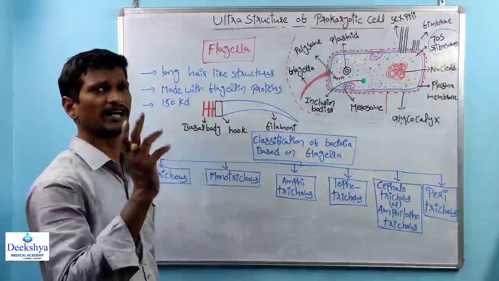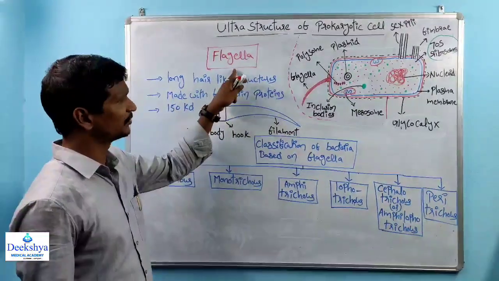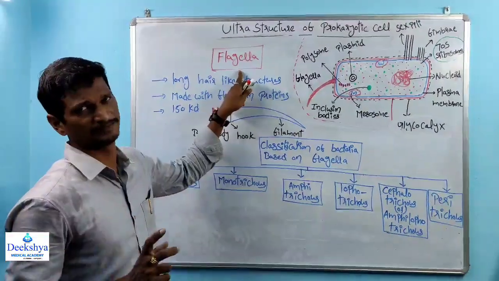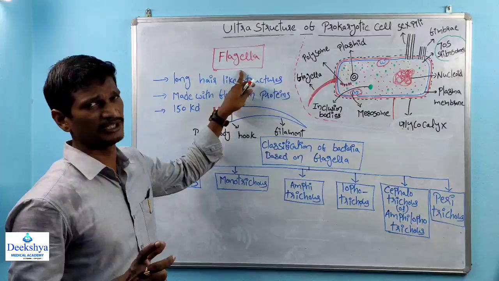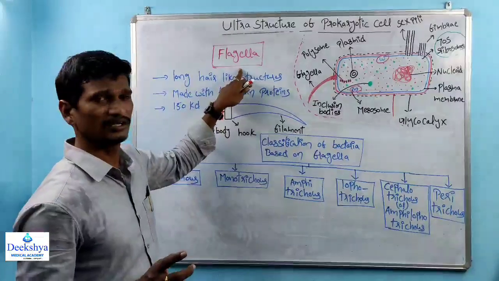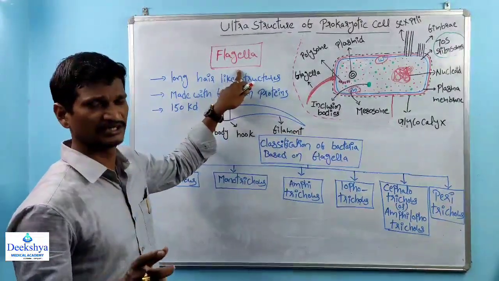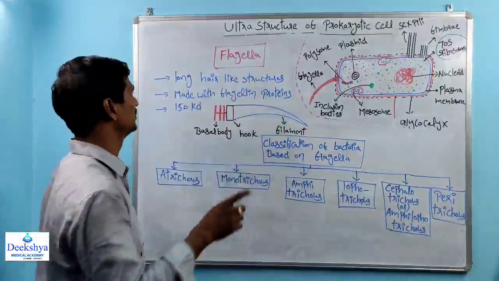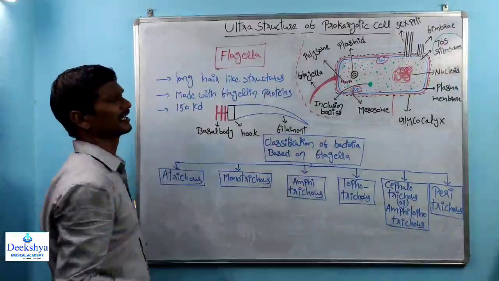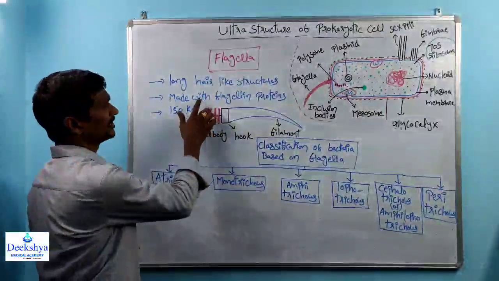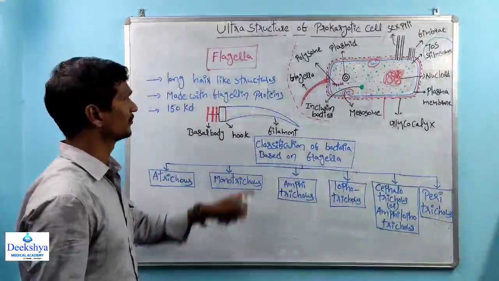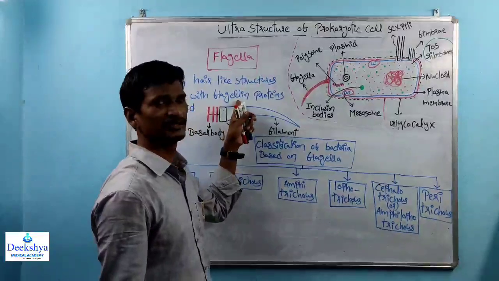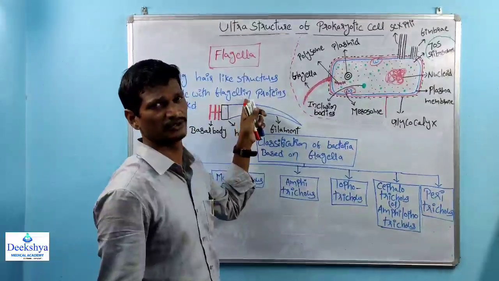These are long hair-like structures which are involved in motility of the bacteria. So flagella is the long hair-like structure that supports motility of the bacteria. Remember, flagella are long hair-like structures made up of flagellin proteins, especially in prokaryotic cells.